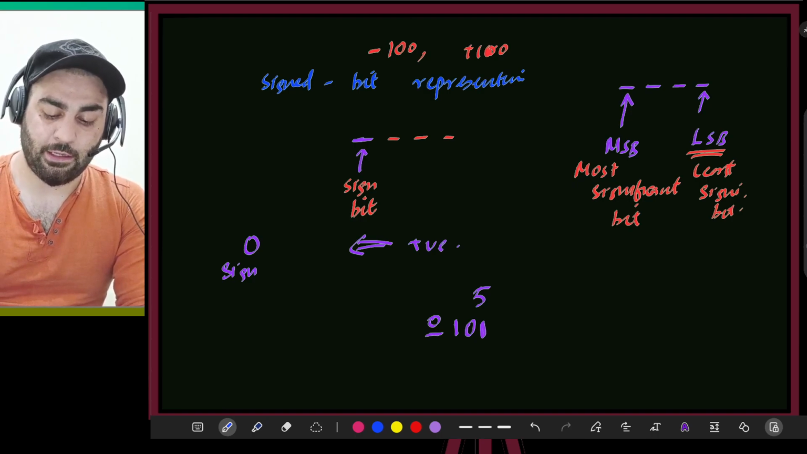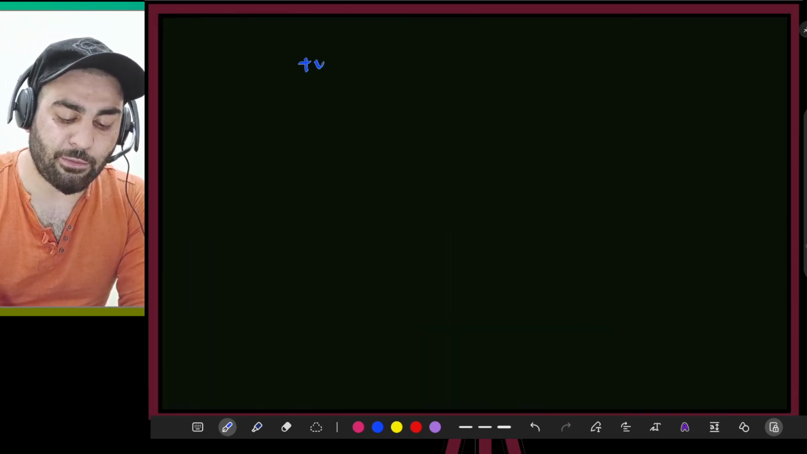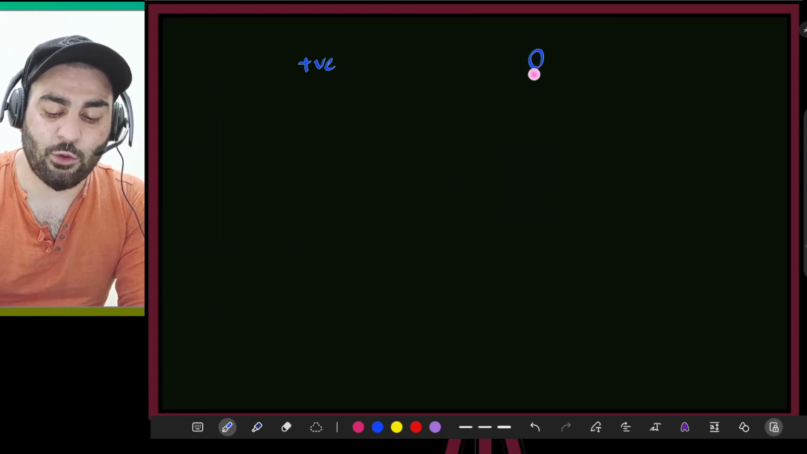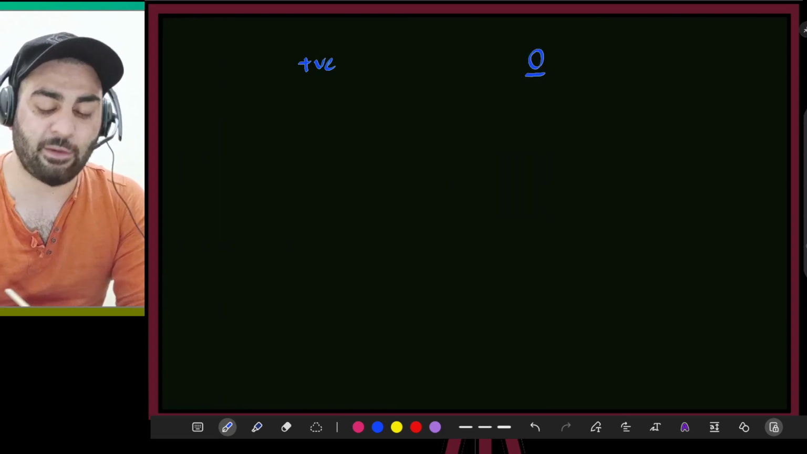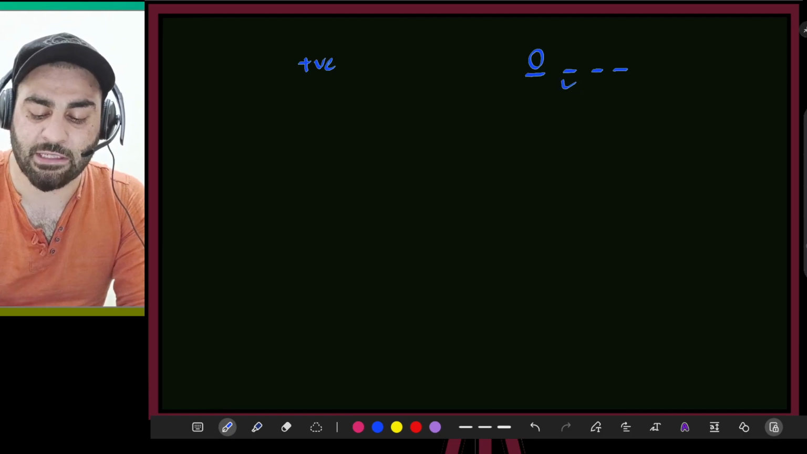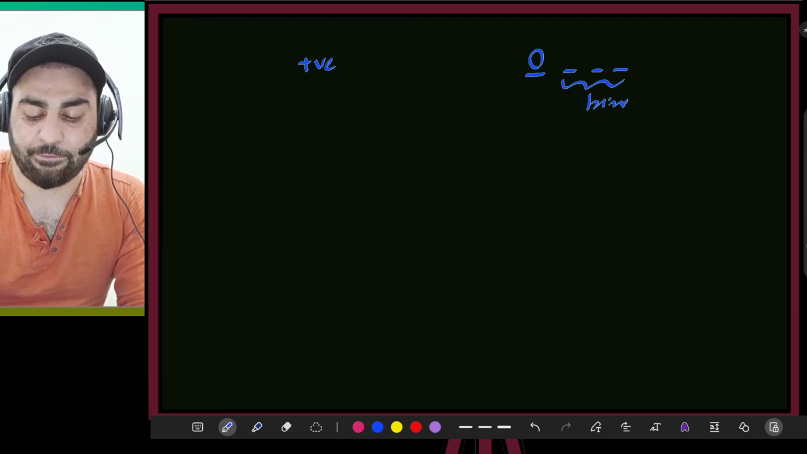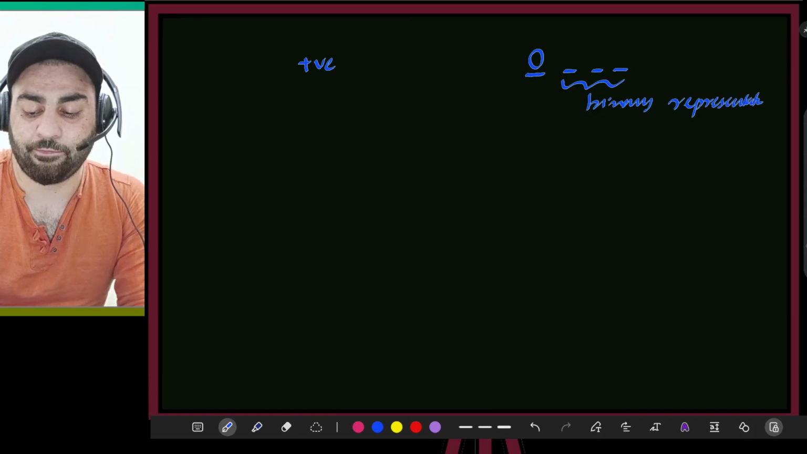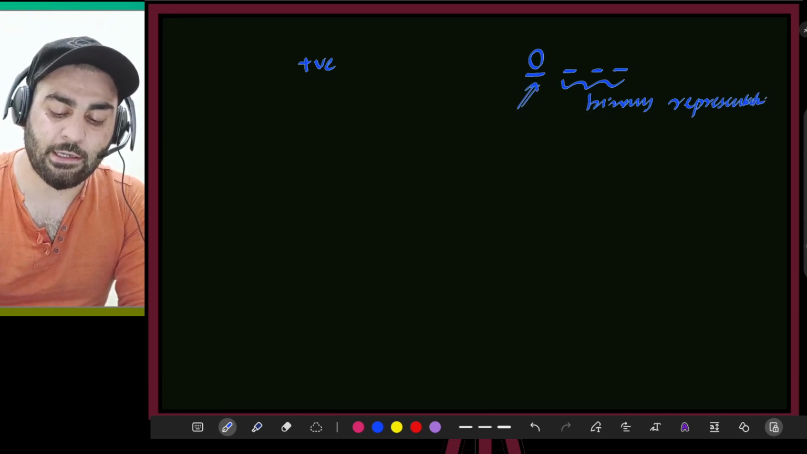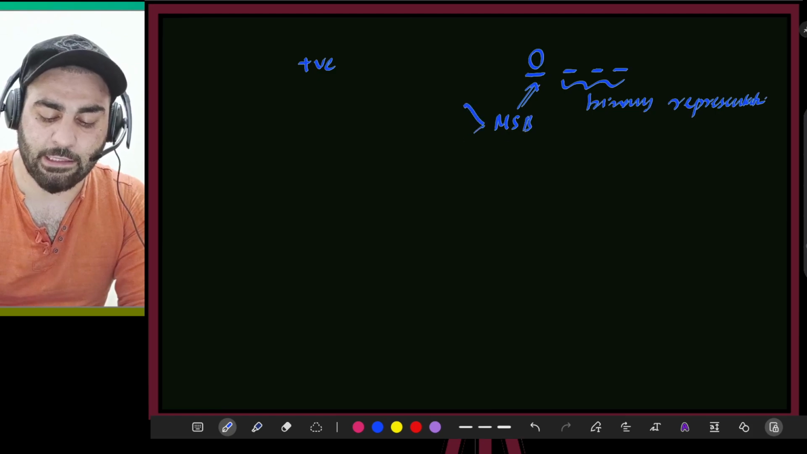Okay. So in signed bit representation for positive numbers, we'll just write 0 as the most significant bit. Then it will be followed by its binary representation. The first is the most significant bit. If this is 0, then we have positive numbers. If this bit is 1, we have negative numbers.